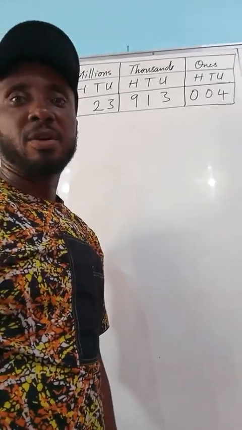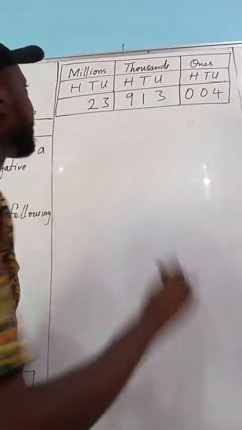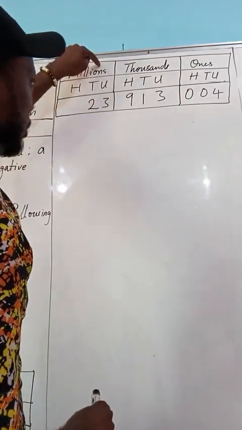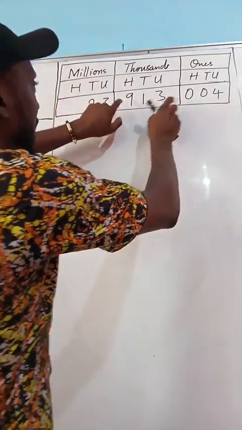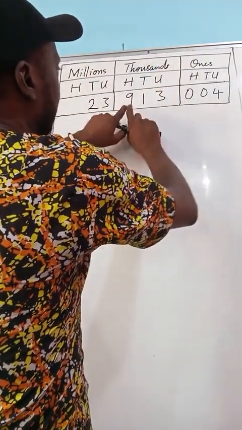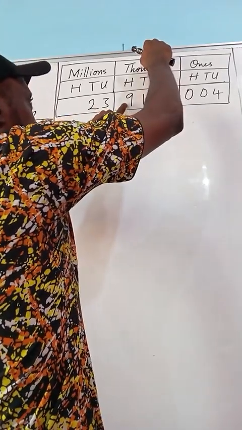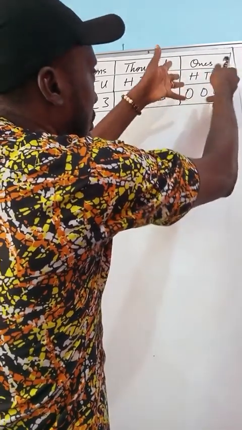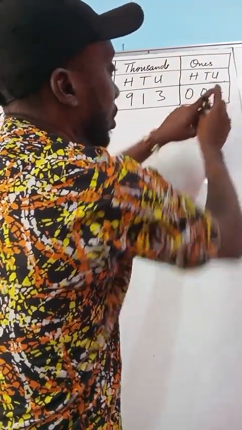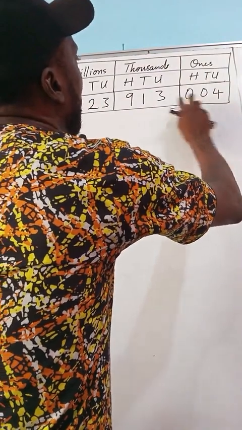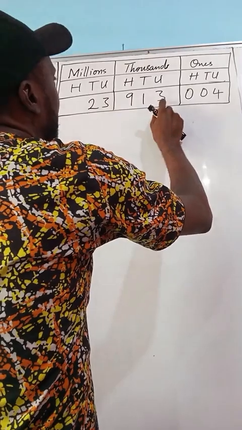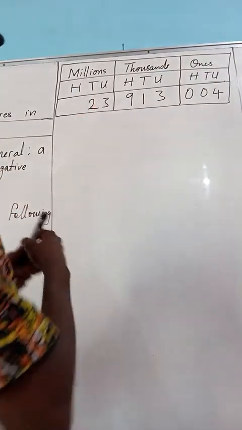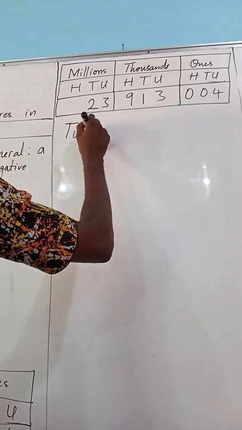Alright, when you look at the board, you'll find out that we have 23 here under this million, which means 23 million. And under this box, under this room, is 913, which is thousand. And this one is hundreds, tens and units, which means this is 4. In this box, we have 4. This is 004, which is 4. Now we say 23,913,004.